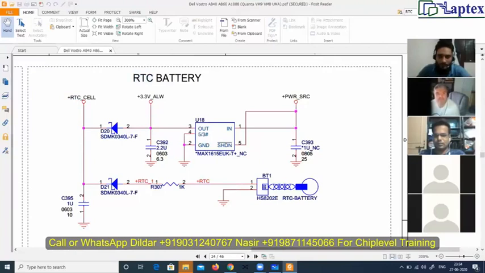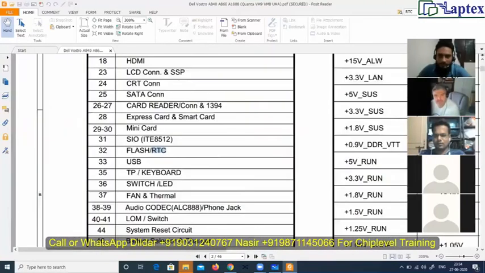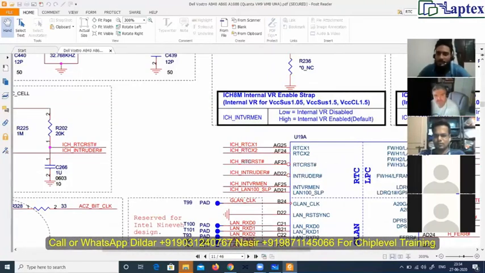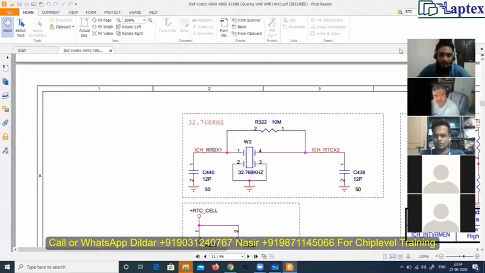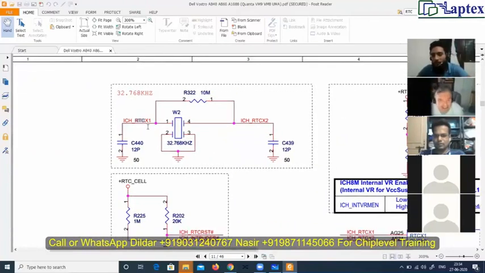So where was the problem? The problem was with the crystal. This is the crystal. This X1 is the input, this X2 is the output, right? This one was good, but it was not coming here.